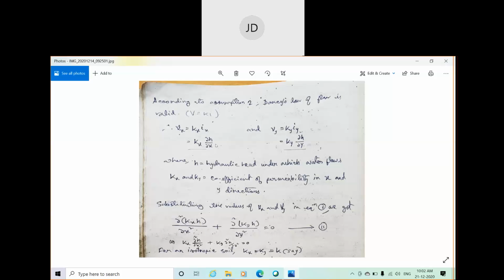In x direction, the length traveled by water is represented by x or del x, and in y direction, it's represented by del y. So we can rewrite Ix equal to del h by del x. Iy can be written as del h by del y. It's simply the hydraulic gradient in x and y direction respectively.